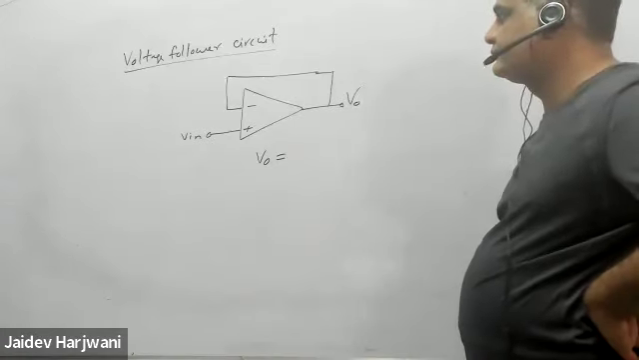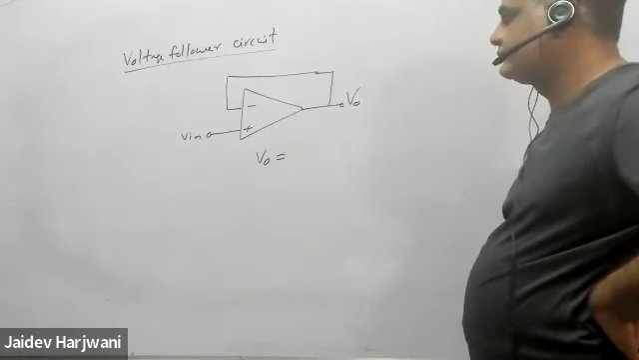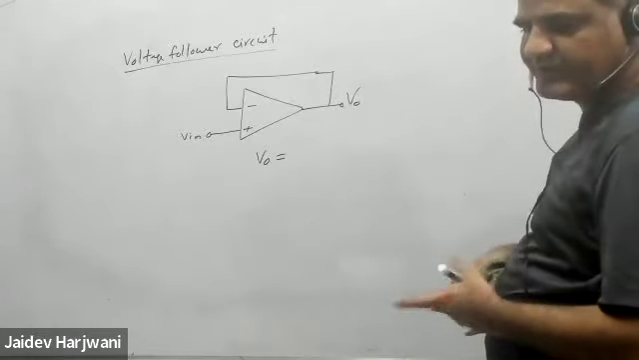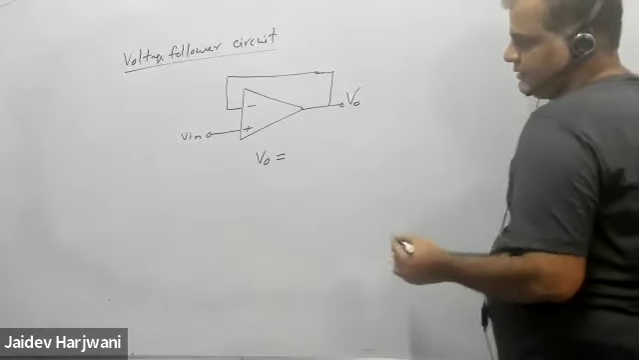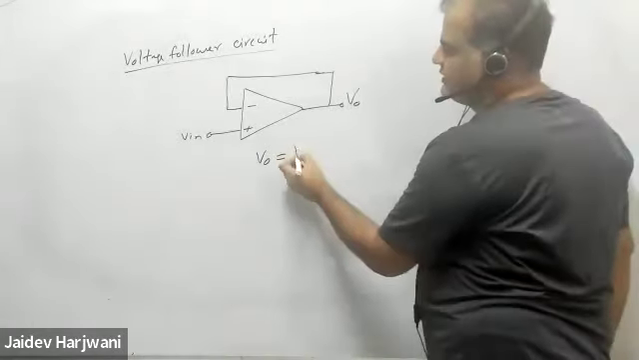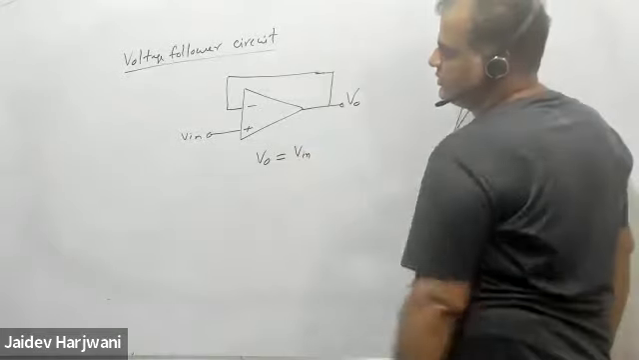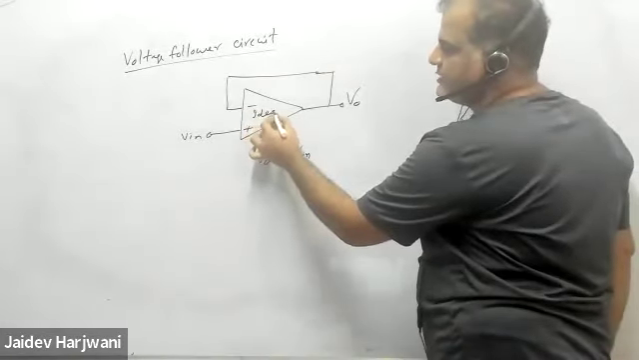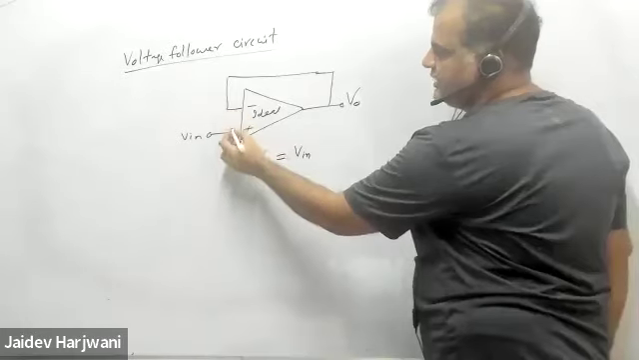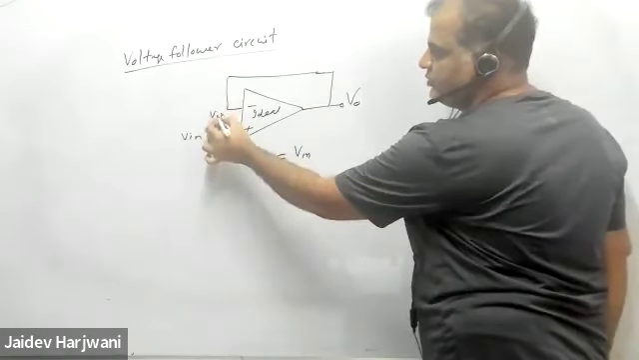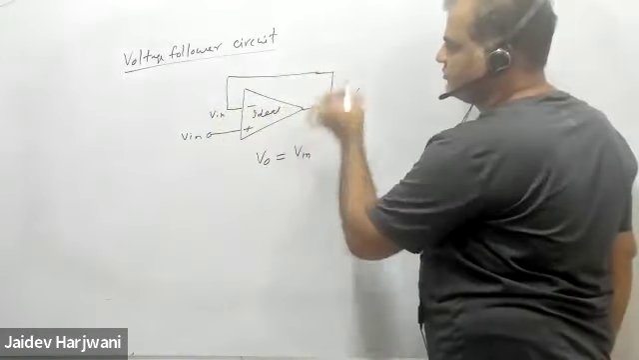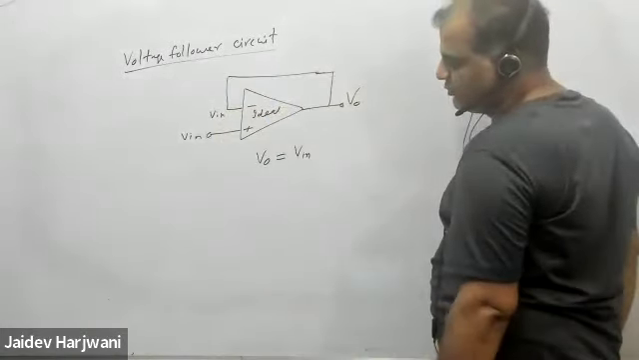One plus RF upon R1 multiplied by V input. So where is the R1? Nothing is there. V input, yes, it should come V input, because we know it is an ideal op-amp. Ideal means both the voltages are the same. That means this voltage is also V input. This is connected directly, so this is also equal to V naught. So V naught equals V input.